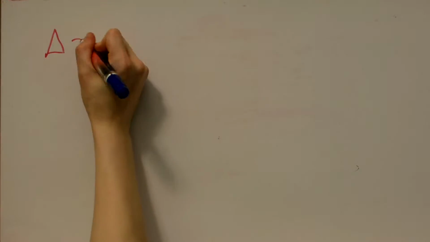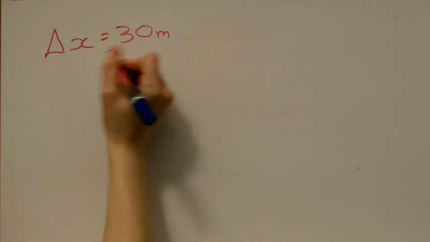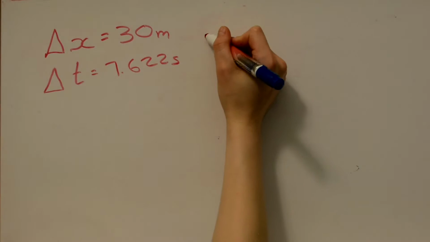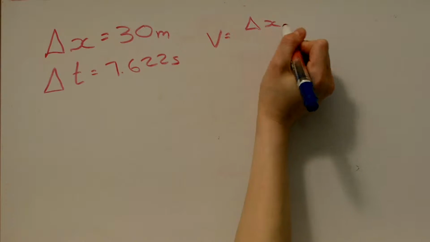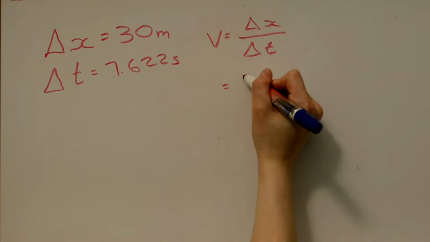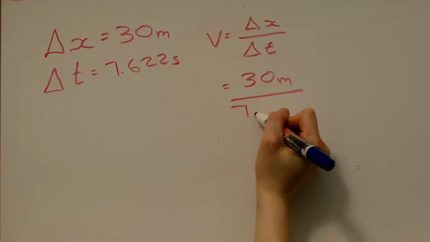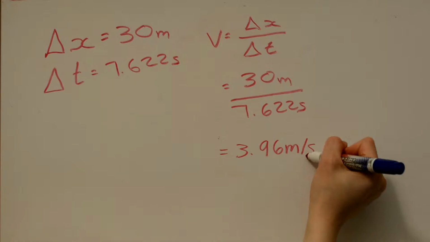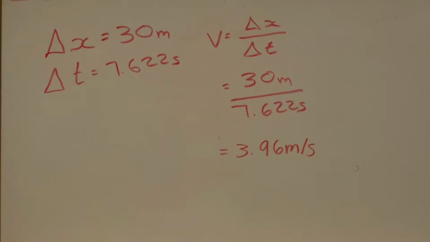Now to calculate Bill's velocity, we do a simple calculation of the change in x, which is 30 meters, over the change in time, 7.622 seconds. So now that we have 30 meters divided by 7.622 seconds, we will get 3.96 meters per second. Therefore, Bill's average velocity throughout the 30 meters is 3.96 meters per second.